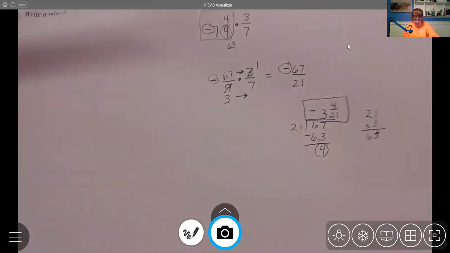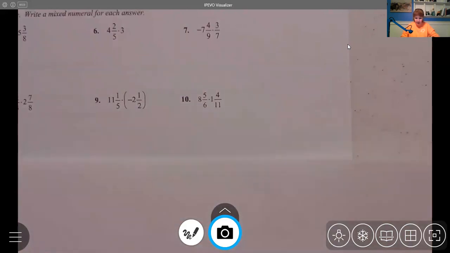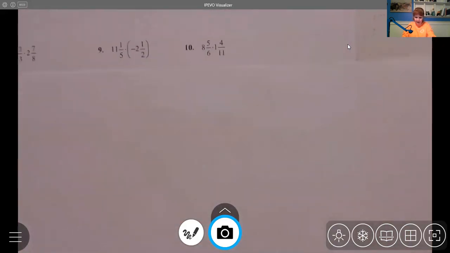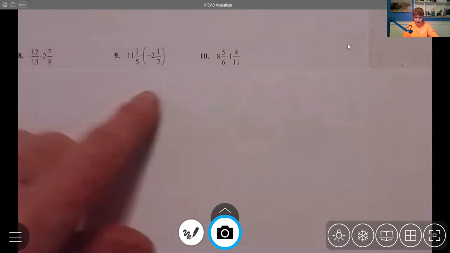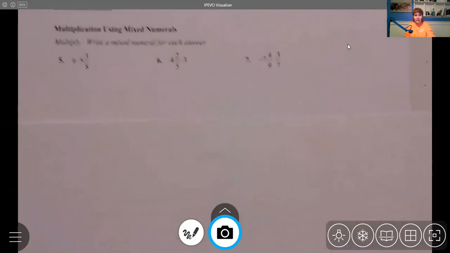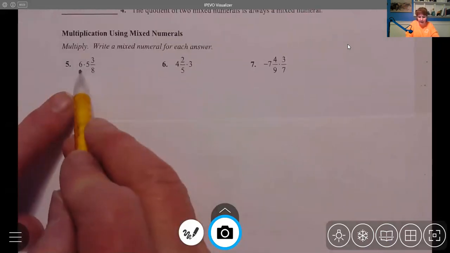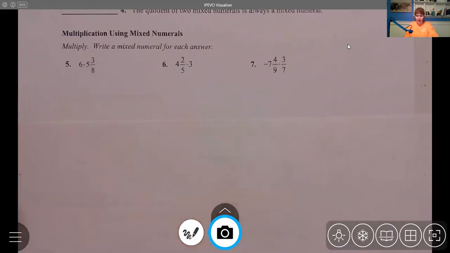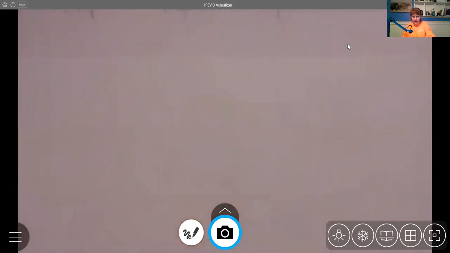All right, let's try another one. Let's do number 9. Number 9 involves a negative. So I know my answer will be negative because I've got one negative, but now we have 2 mixed numbers we're dealing with. Looking back at number 5, when I had this 6, I put it over 1.